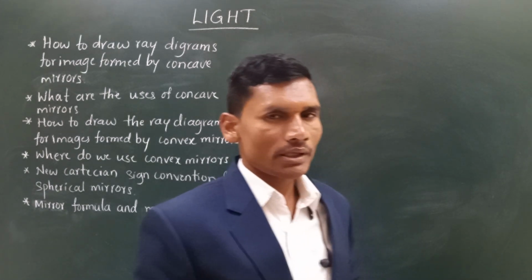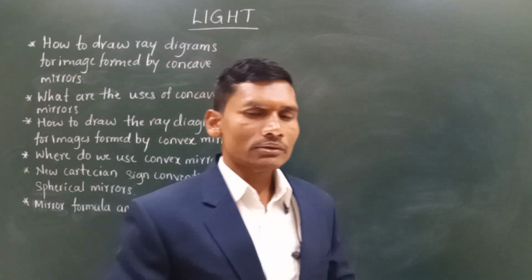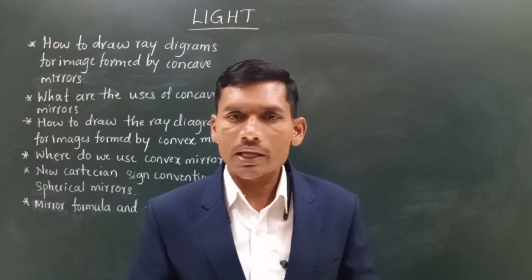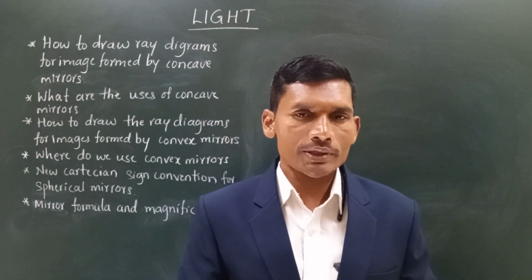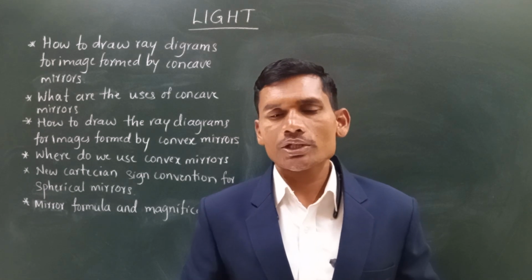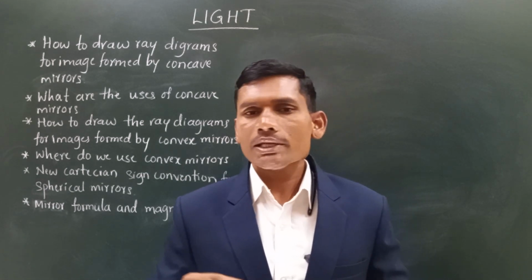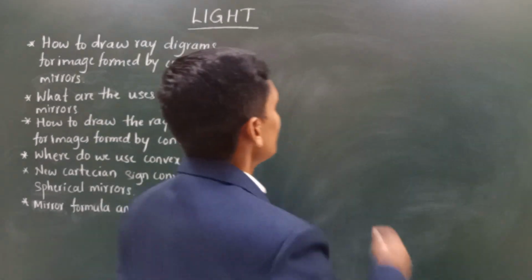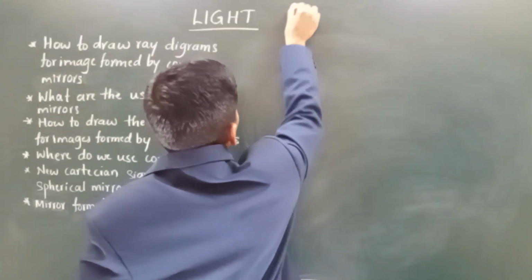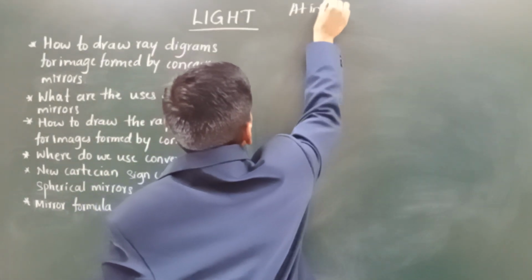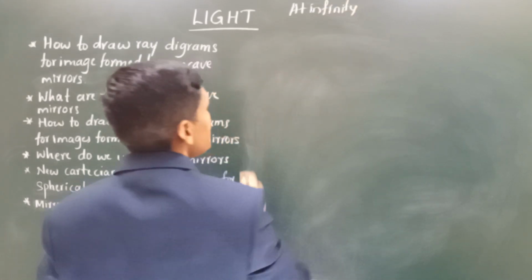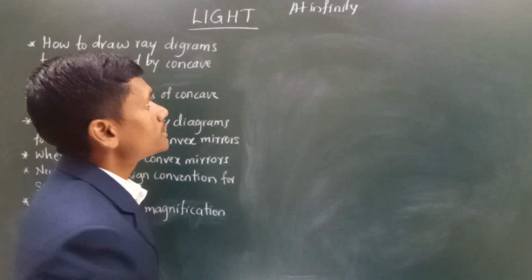Let us consider here. First you need to understand where the object should be placed before drawing the ray diagrams for image formation. The first position of the object is at infinity. When the object is at infinity, what will be the nature, size and position of the image?